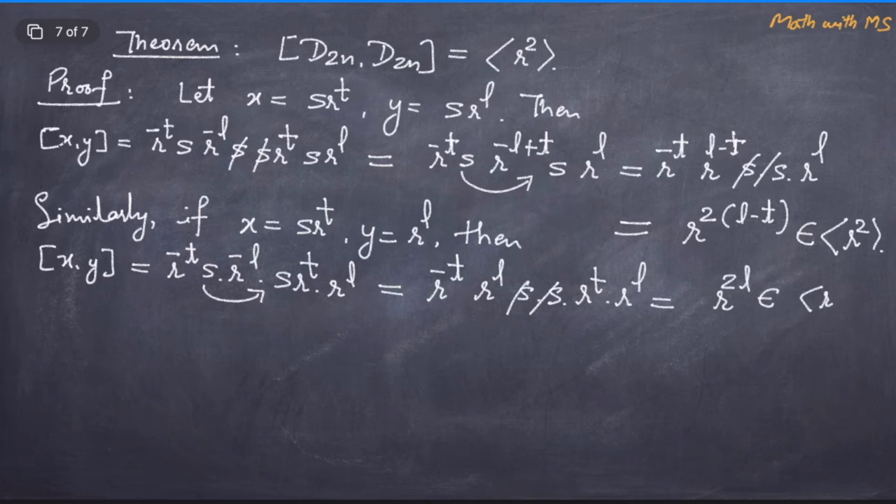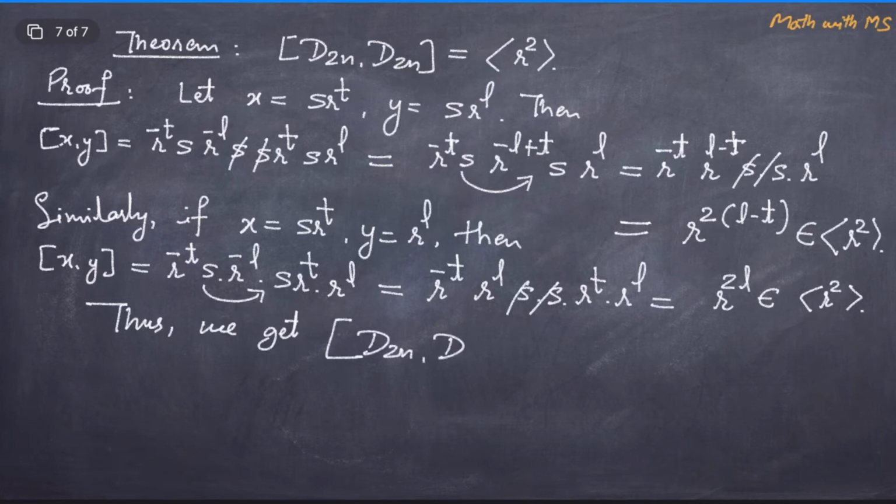Similarly, you can consider the other possibilities when both x and y are of the form R to the power t and R to the power L, and when x is R to the power t and y is S R to the power L. It will follow that in each case the commutators are in the cyclic subgroup generated by R square. Thus, we get that the commutator subgroup of D2n is sitting inside the cyclic subgroup generated by R square.